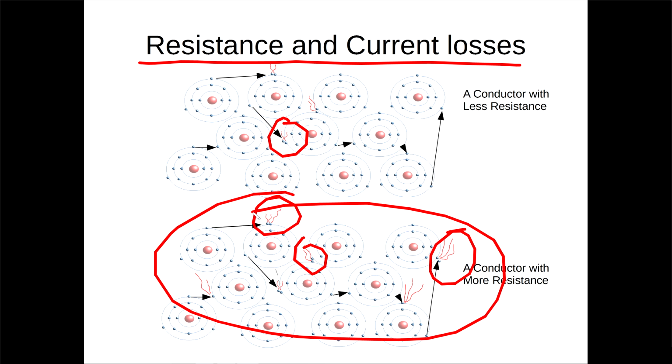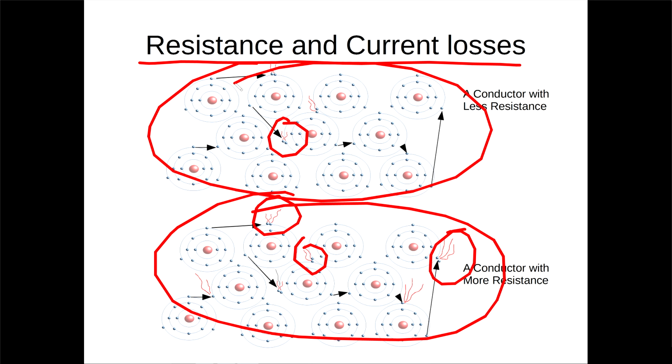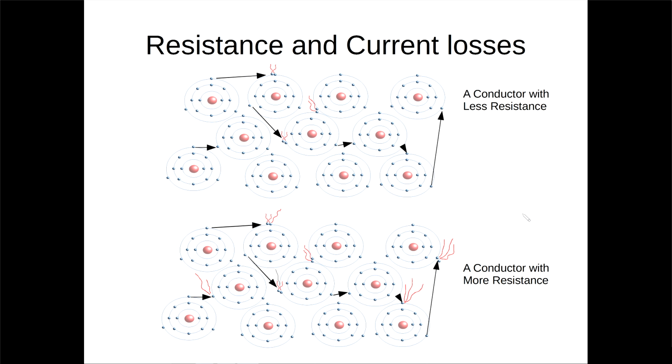But typically, in just a conductor, let's say an extension cord plugged into a high power appliance, that extension cord is going to warm up due to the resistance in that cable, as we see here, and the collisions that happen between the electrons in that wire. That will result in losses, and those are typically unwanted losses. So that's why we're talking about resistance and current losses, and why those are typically associated with each other.